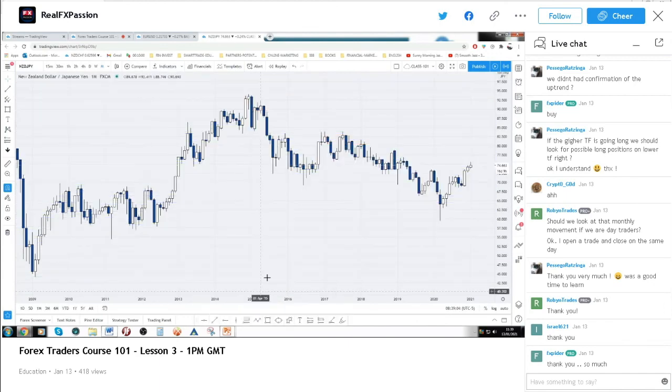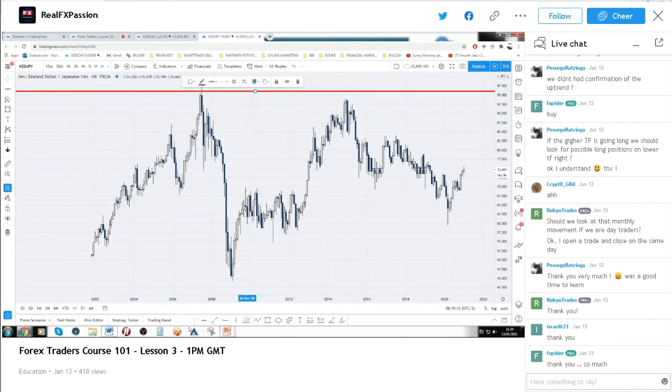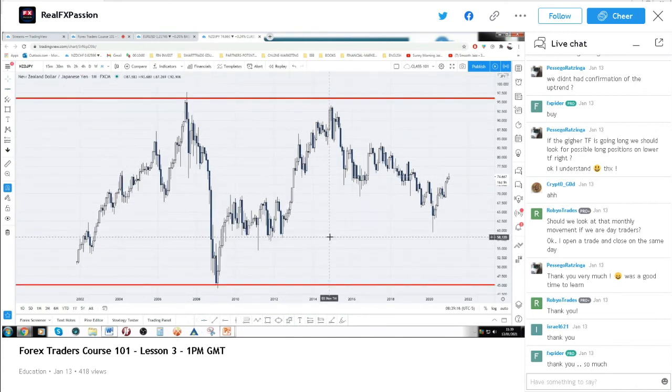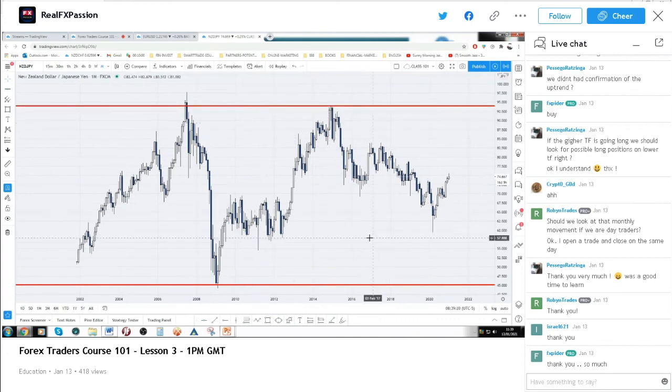And remove drawings. Okay, NZD-JPY. If you're a beginner trader, you should have your monthly bands on the chart already. If you don't have your monthly bands, please do it. So something like this. Okay.